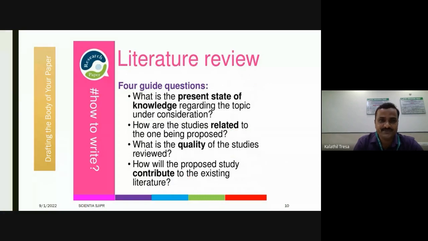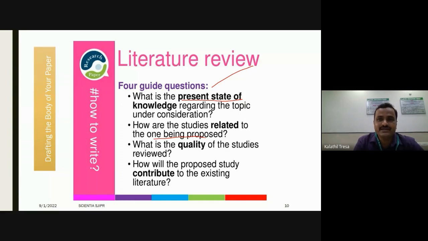In the literature survey, on which the total research or research paper is based, there are 4 guide questions. First one, what is the present state of knowledge regarding the topic under consideration? That we have to confirm from an extensive literature survey. Whatever the previous researchers had performed, the same type of work, is there any similarity, is there any difference, that we have to carry out in this question. Then how this study is related to the proposed study, we have to give the answer for this question.